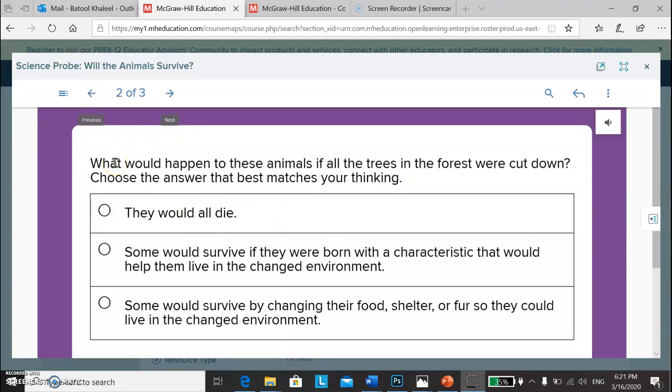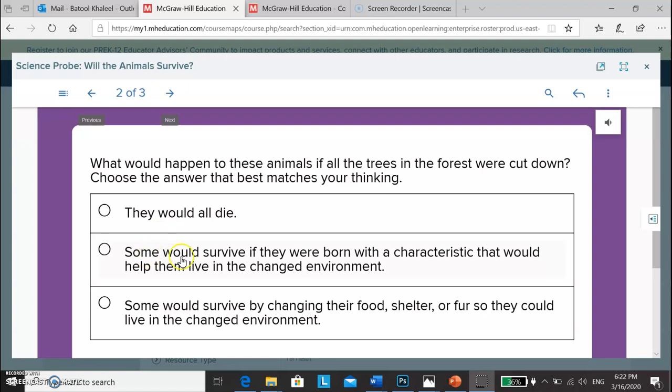Okay. So let's read the question. What is the question about this story? What would happen to these animals if all the trees in the forest were cut down? Choose the correct answer that best matches your thinking. So as we said in our story, these animals eat tree nuts and seeds. So what will happen if we cut all of the trees in this forest? Number one, they would all die.